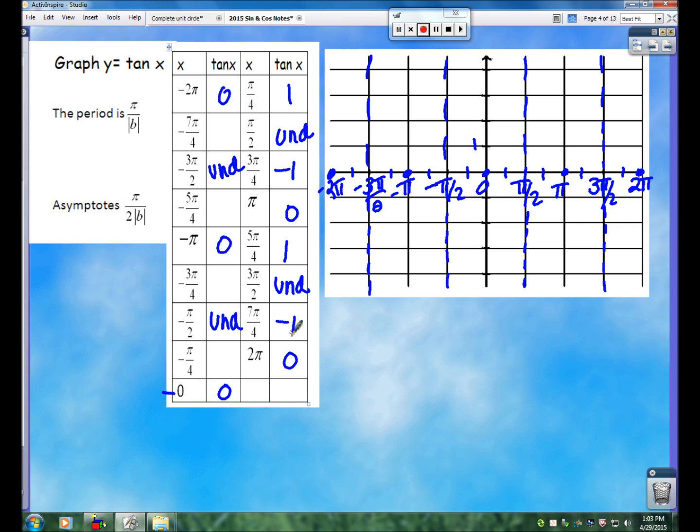So at pi over 4, we're up at 1. At 3 pi over 4, we're down at negative 1. At 5 pi over 4, we're up at positive 1. And at 7 pi over 4, we're down at negative 1.